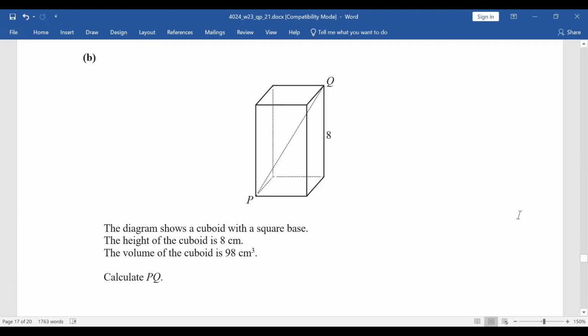Next question. The diagram shows a cuboid with a square base. The height of the cuboid is 8 centimeters. The volume of the cuboid is 98 centimeters cubed. Calculate PQ.